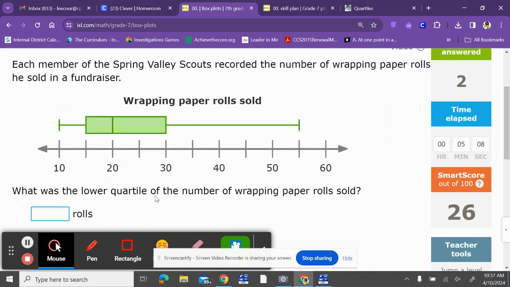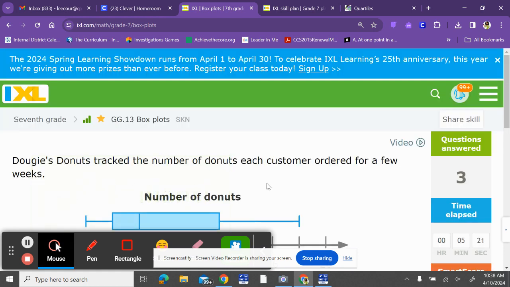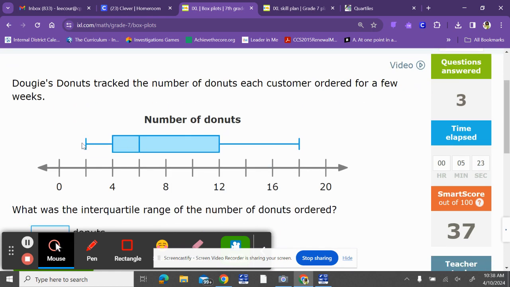All right, this one is asking what's the lower quartile. The lower quartile is here. So that is 15. 15 is the answer. Okay, so let's go over it again. This is the minimum. This is the lower quartile. This is the median. This is the upper quartile. This is the maximum. Maximum, upper, median, lower, minimum. You just have to memorize it.